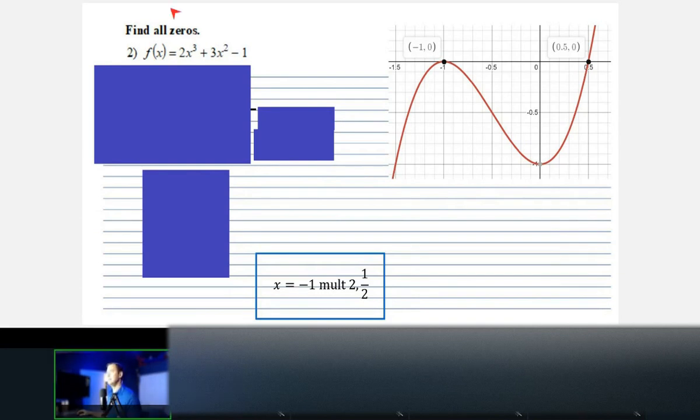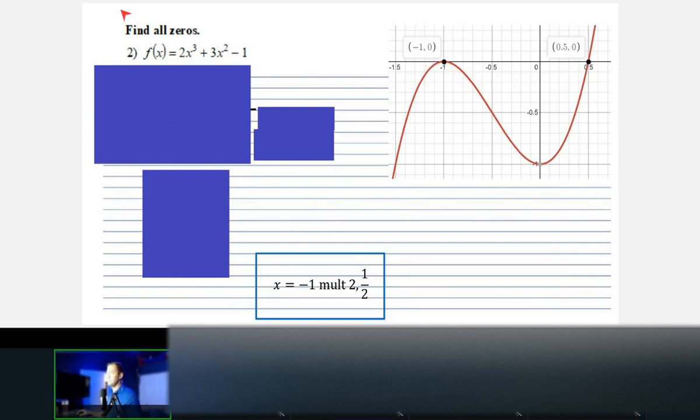Now, did I need to do any type of math, synthetic division, quadratic, factoring to get these three answers? Yeah, I just needed to graph it, right? Now I could do, I'm going to show you the math just to verify this works, okay?